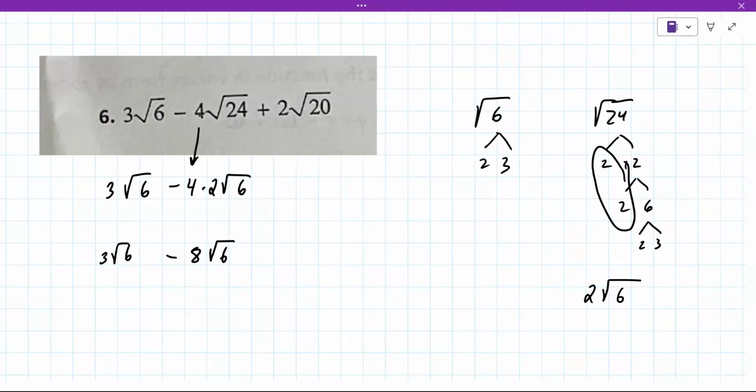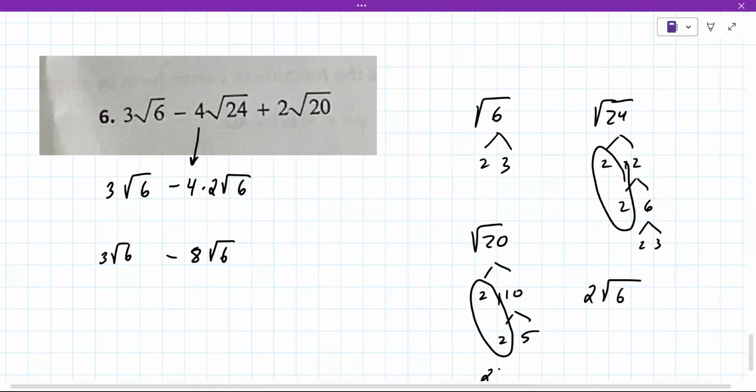Okay. All right. We still have to manipulate the square root of 20. 2 and 10, 2 and 5, times 2 square root of 5. So plus, bring the 2 down, 2 times square root of 5. That comes from the square root of 20.